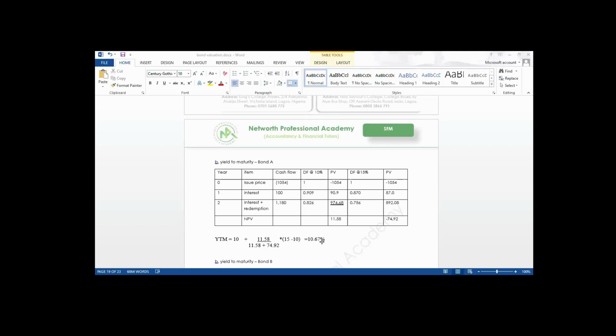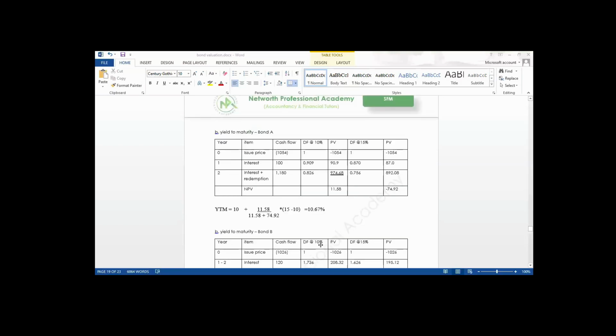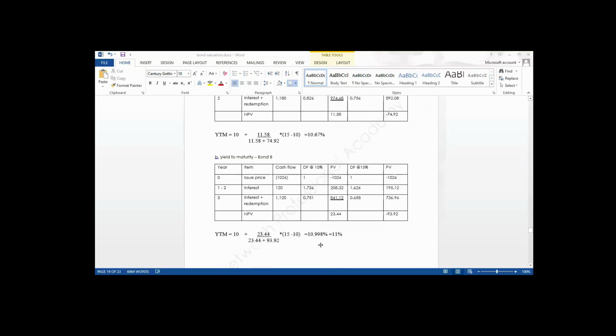You have gotten the YTM of bond A. You are fine. You can also put it there, 10.7. It's an estimate, but we must be closer. I've gotten 10.67. I can round up to 10.7. You have gotten 10.73. You can round up to 10.7. It's an estimate. Look at bond B.